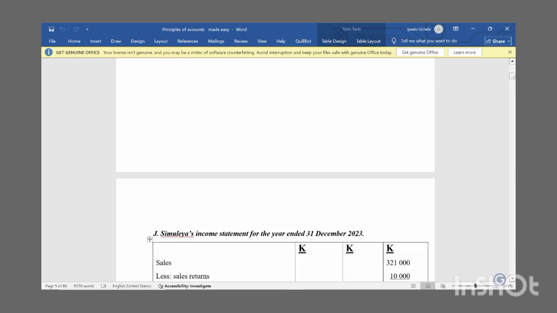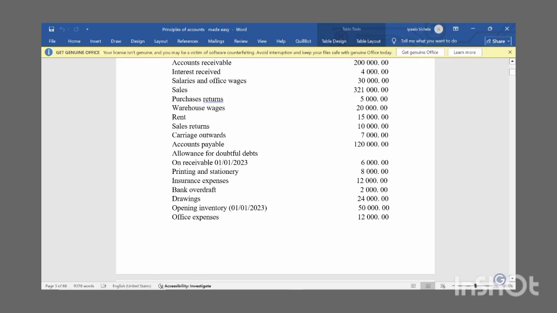So what's the next expense? Allowance for doubtful debts. Allowance for doubtful debts can either be an expense or income, depending on whether it's an increase or decrease. Now, I'll explain what I mean by increase or decrease. So, how did I determine that allowance for doubtful debts is an increase? Let me just show you a demonstration.